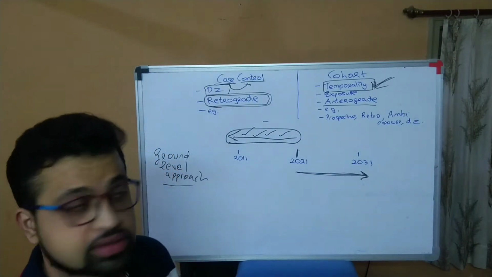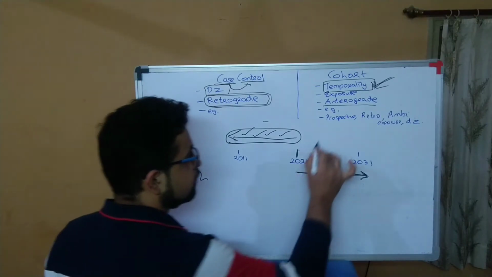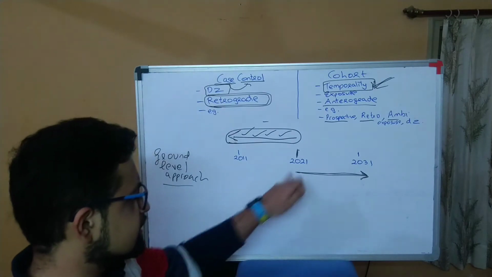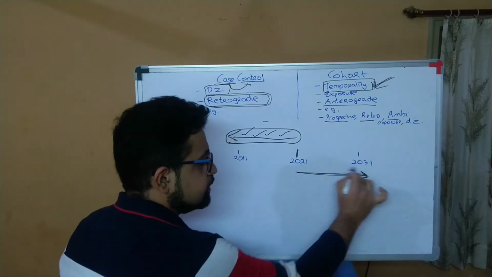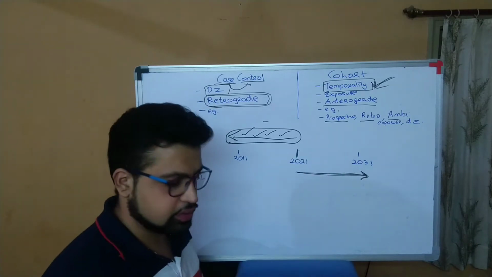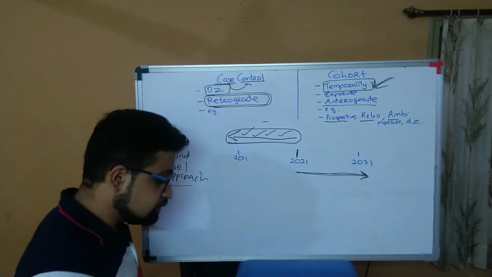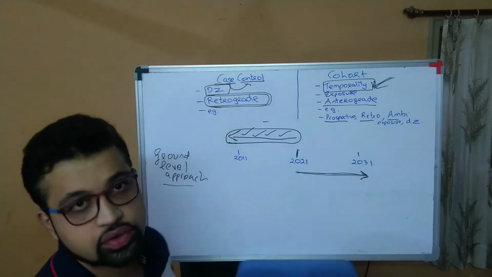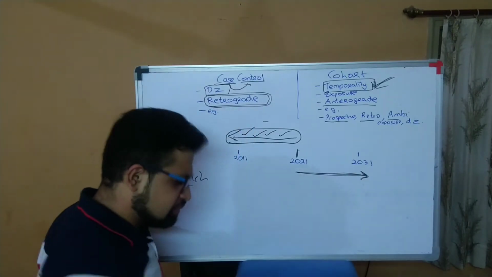Now let us discuss quickly the 3 types of cohort: prospective, retrospective and ambidirectional. Prospective, as we discussed, is that we are in 2021 and you are going to follow up till 2031. That is prospective, current to future. Now, what is retrospective? People always confuse retrospective cohort with case control. Both are totally different, and you have to remember it anyhow.